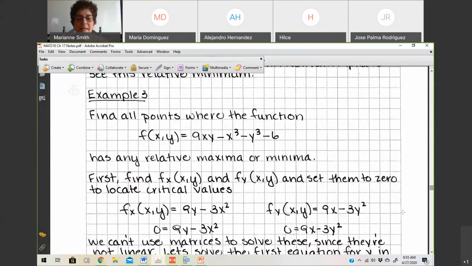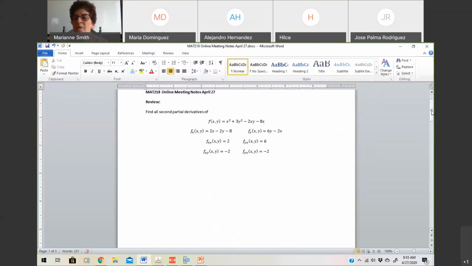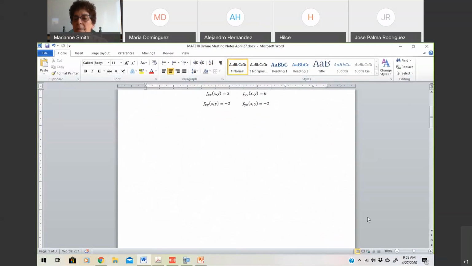Now, again, what I'd like to do before we get into this one is I want you to try one. So I'm going to go back over to our worksheet over here. Let me see if we can do this one.